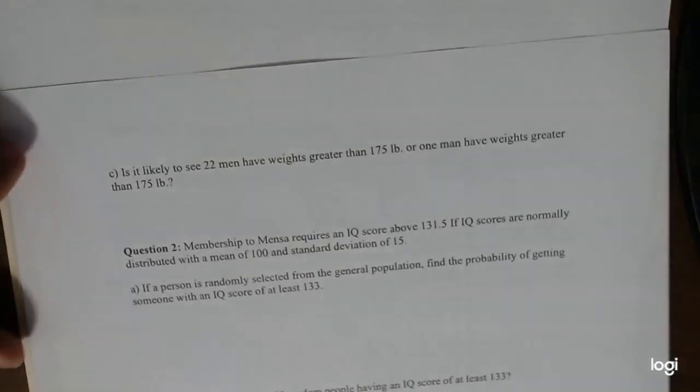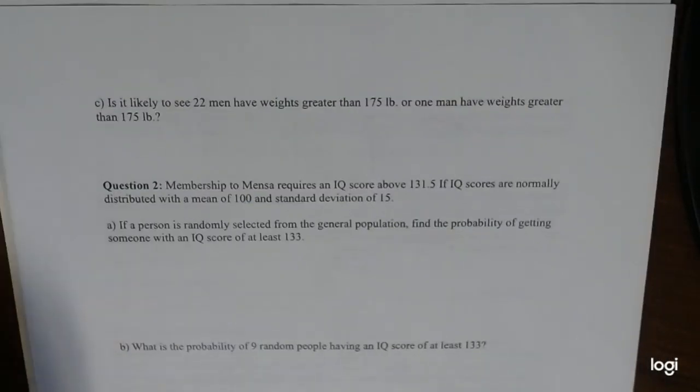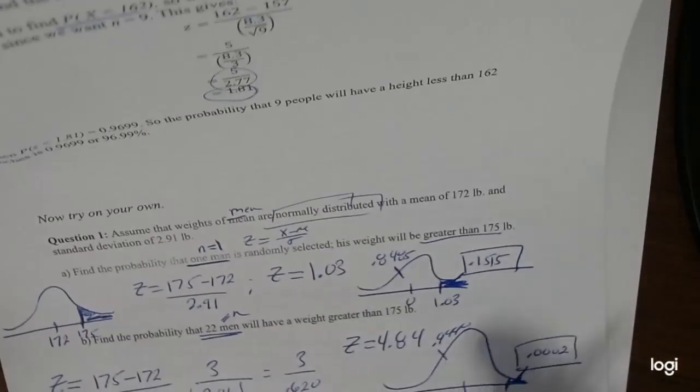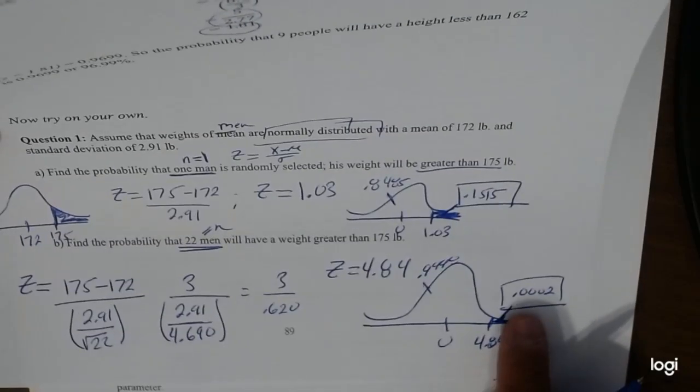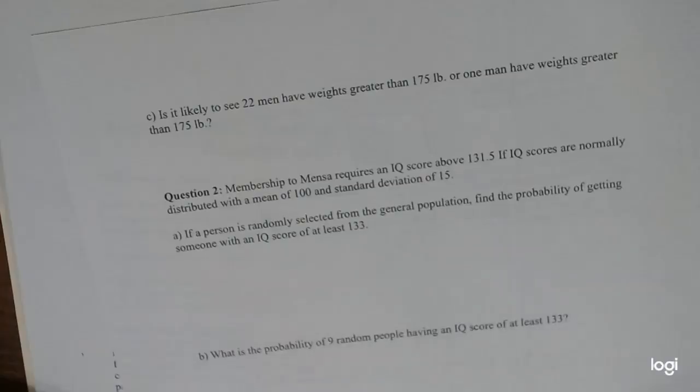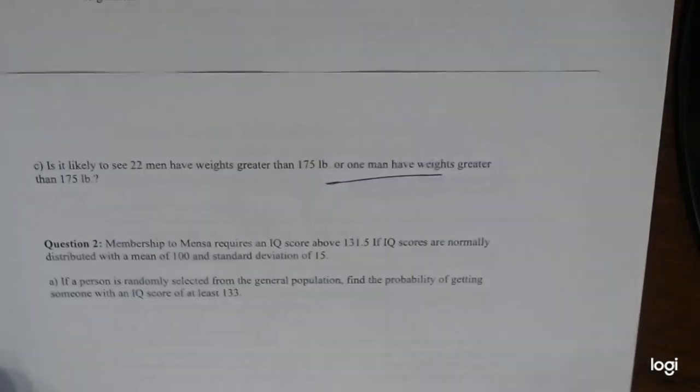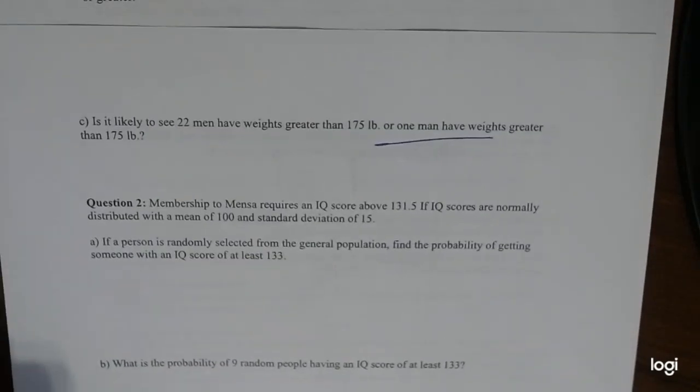So why don't you guys try, we'll do 6 together. Oh, C says at the end, is it likely to see 22 men have weights greater than 175 or 1 man? Well, since this was about 15% and this is less than 1%, finding 1 man greater is a better chance of happening.